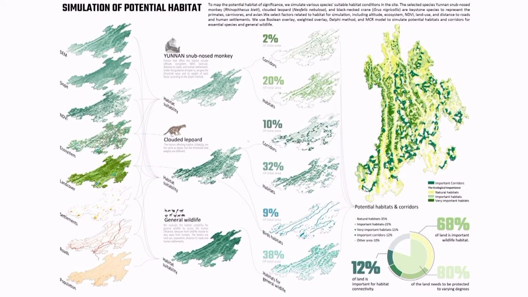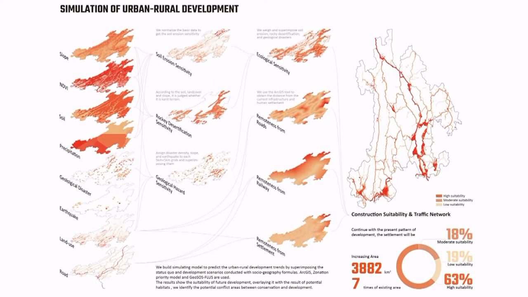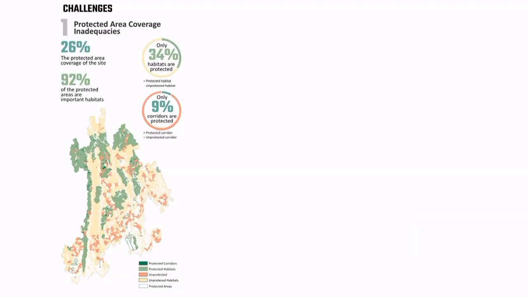The map showed the simulation result. The green areas are the suitable habitat areas and the corridors. And secondly, we simulate the urban and rural development to predict the trend. The results show the suitable areas for future development. The red area is the suitable places for development for the urban and rural places. And then we identify the potential conflict between the conservation and the development.